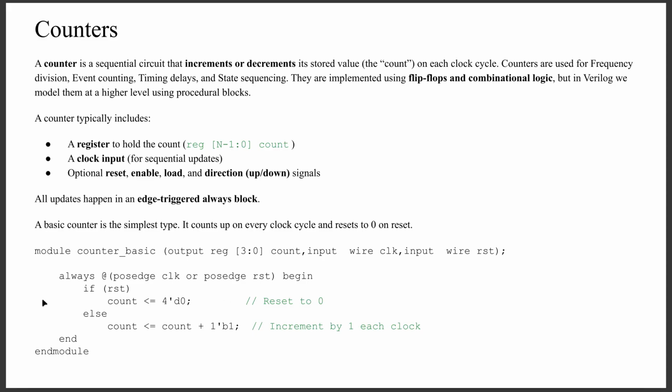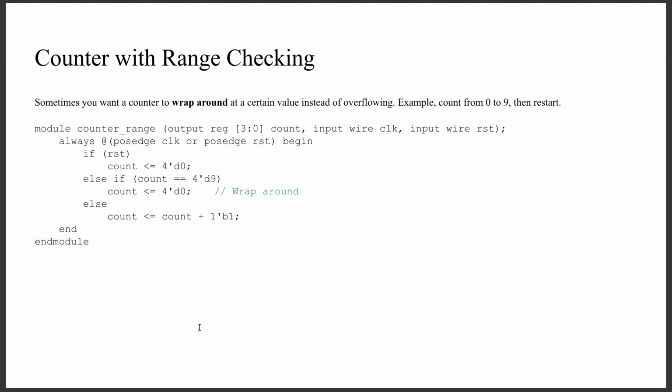If we reset to 0. Otherwise, a count gets incremented by 1 on each clock cycle. If we want to introduce range checking, sometimes you want a counter to wrap around to 0 or any other value instead of overflowing.